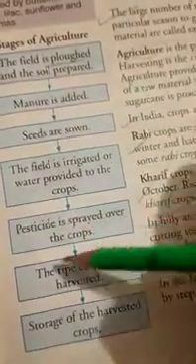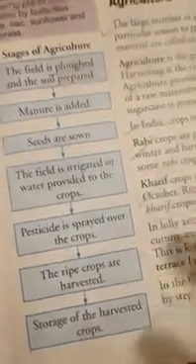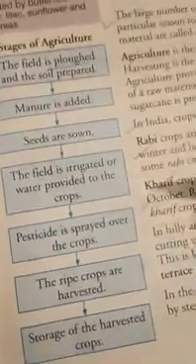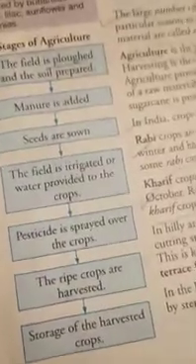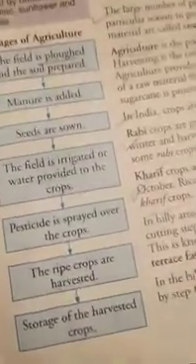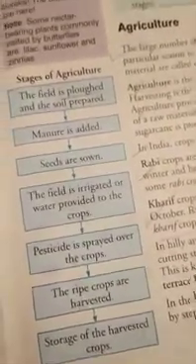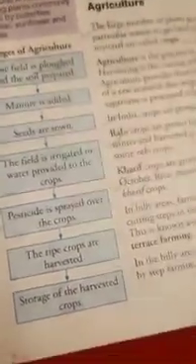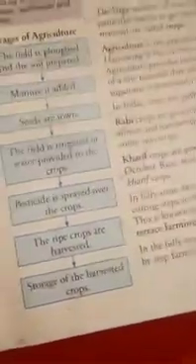And pesticide is sprayed over the crops. We also use pesticides because we don't want any insect to destroy our crops. The ripe crops are harvested. When the crop grows big, fully ripened, it is ready to be sold in the market or mandis. Then we cut the crop, and storage of the harvested crop takes place, by us or by our government.